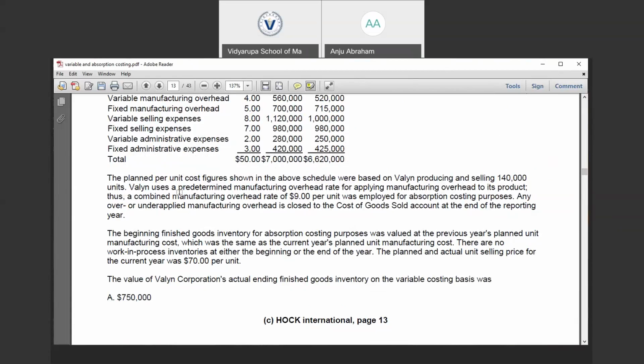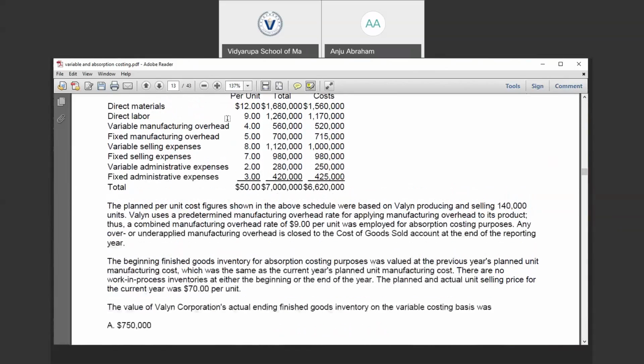So Variant uses a predetermined manufacturing overhead rate for applying manufacturing overhead to its product. There's a combined manufacturing overhead rate of 9. What is this combined manufacturing overhead? It consists of both variable and fixed manufacturing overhead, 4 plus 5, 9 per unit, employed for absorption costing purposes. Any over or under applied manufacturing overhead is closed to the cost of goods sold account at the end of the reporting period. So we know that any under or over applied amount is closed to cost of goods sold because they treat this variance as immaterial.